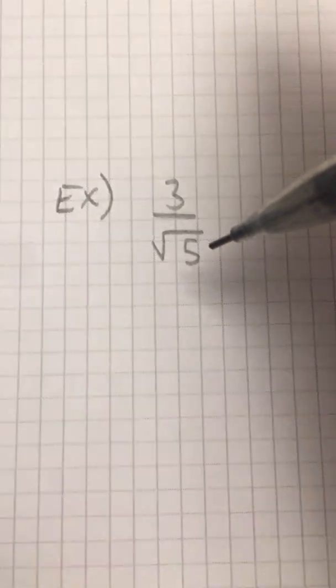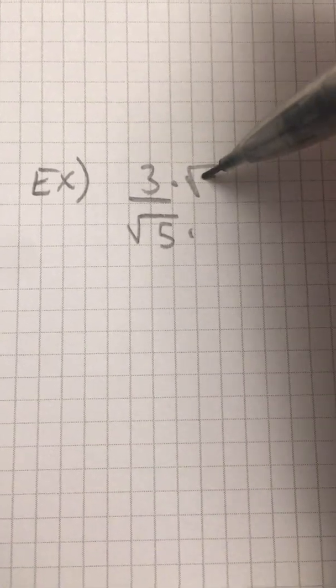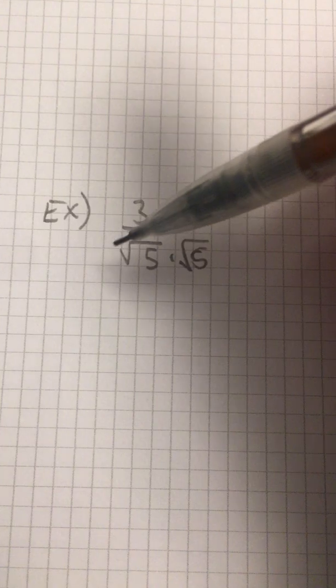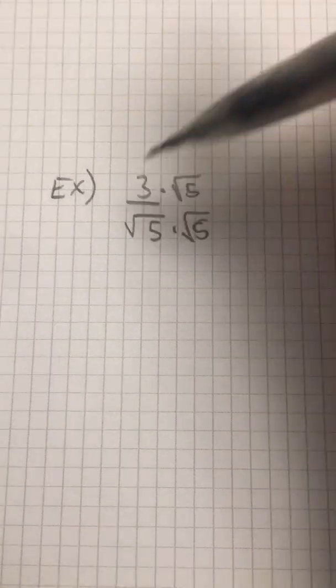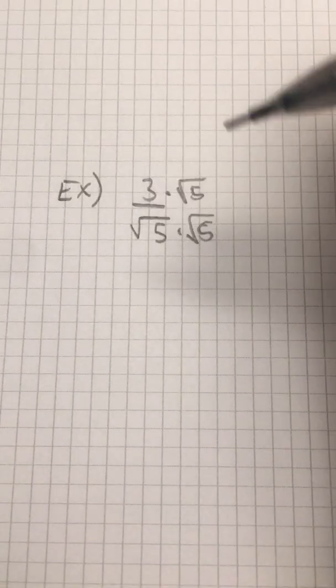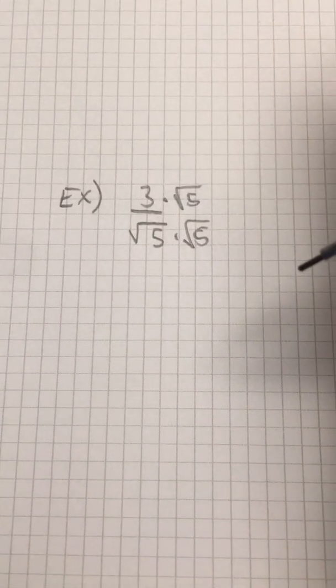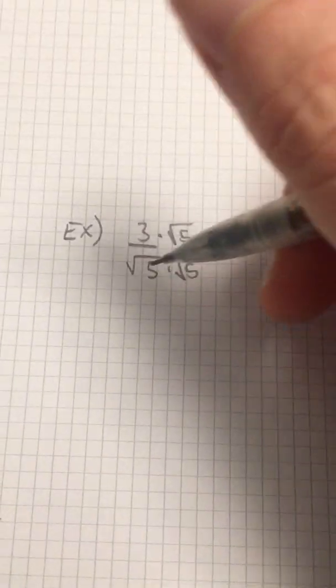Last example. 5 is not perfect. There's no perfect that goes into 5. So I'm just going to go ahead and multiply the top and bottom by root 5. Why am I doing this again? Because I shouldn't have a root in the bottom of a fraction. No root. That was one of our steps that we wrote down in 9.2 for simplifying. No root in the bottom. So we need to get rid of that radical. We do that by multiplying a radical by itself.